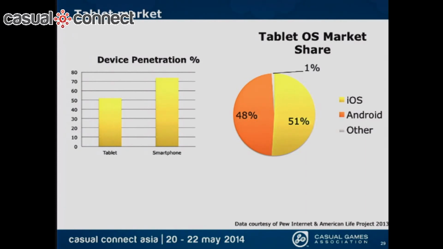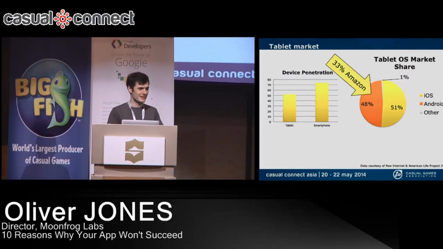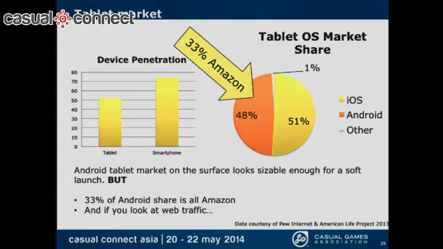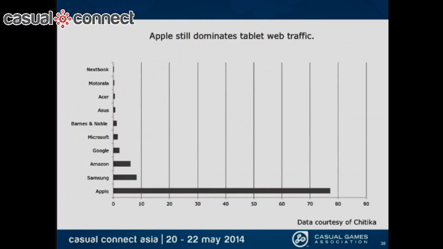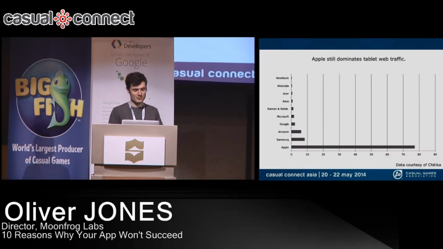This is in the US, by the way. So it's almost an even split on the surface. But when you dig a little deeper, you'll realize that 33% of the Android share is actually owned by Amazon entirely. So if you're launching on Android, you're actually giving it to a very small percentage of people. And furthermore, if you look at tablet web traffic, Apple is far and away the most busy device used there. So I'm not sure what people are using their Android tablets for, but it ain't games or internet.